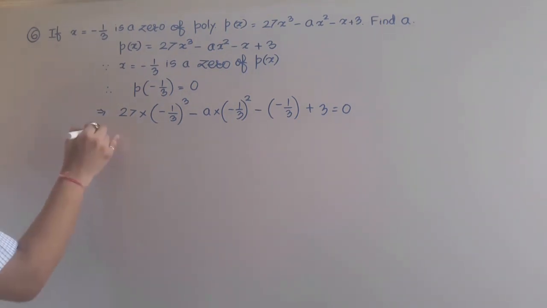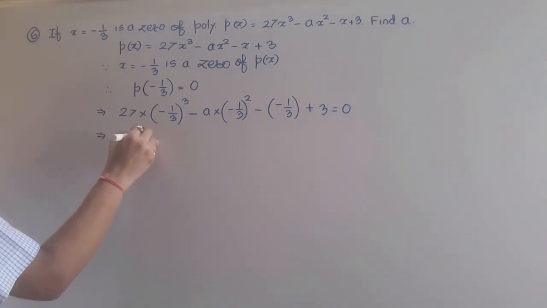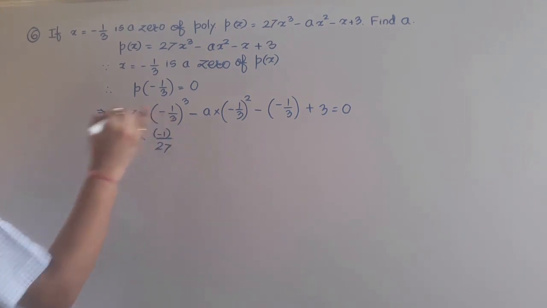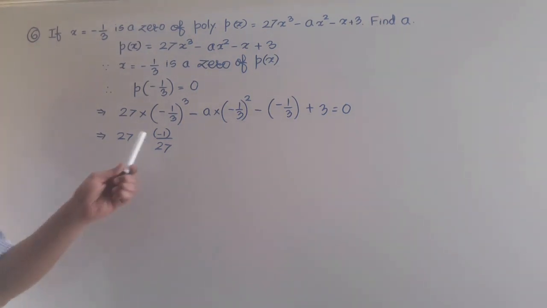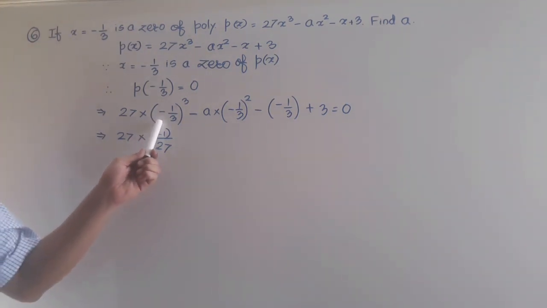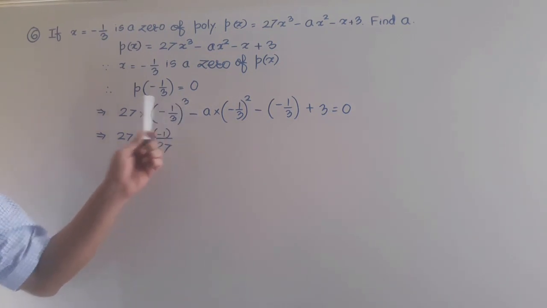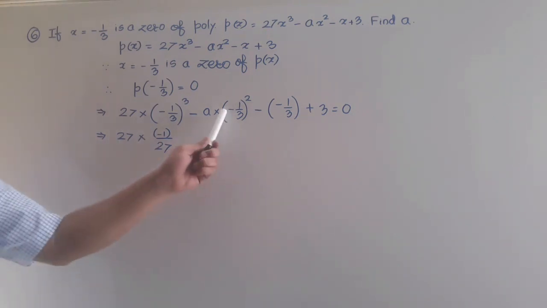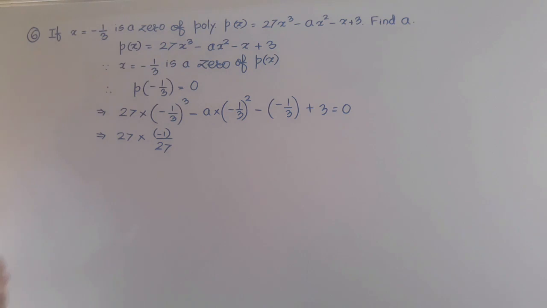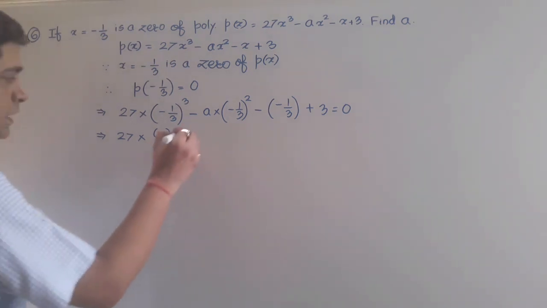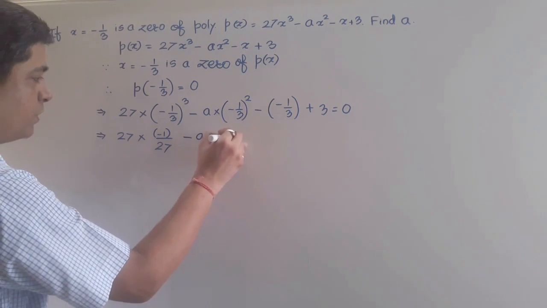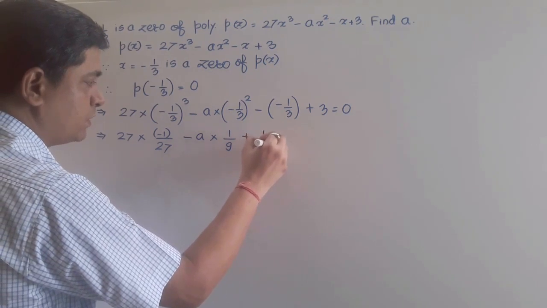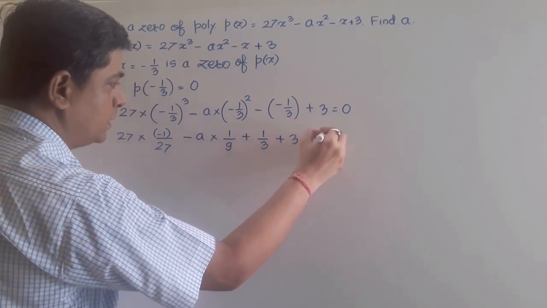Now let us simplify. So 27 will be as it is. Then this will become 1 upon 27 and the sign here will be negative. Why is it negative? Because, as I told you earlier, the minus sign becomes positive under an even power. Here the power is odd, so the minus sign will remain as it is. If it comes under the even power 2, then the minus sign will become positive. So here we have minus a, and this will become 1 upon 9 after squaring. Here minus into minus will become plus, that is plus 1 upon 3, plus 3 is equal to 0.